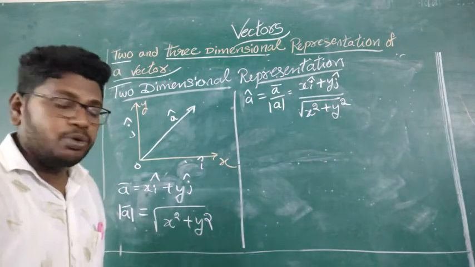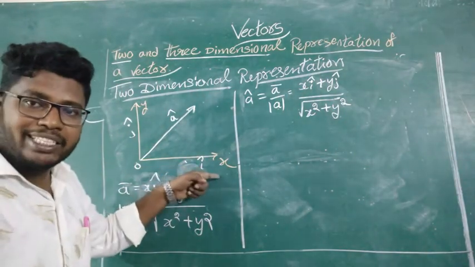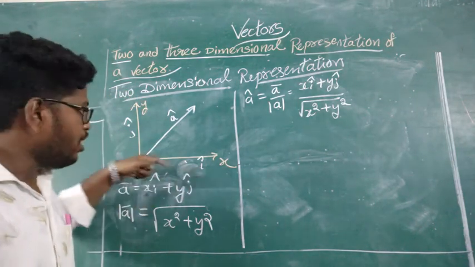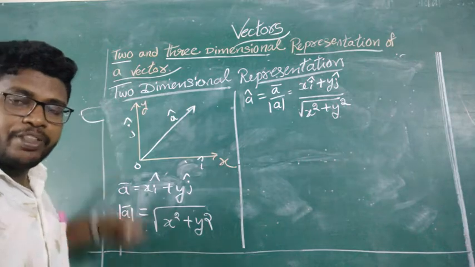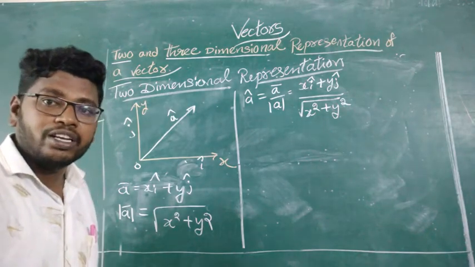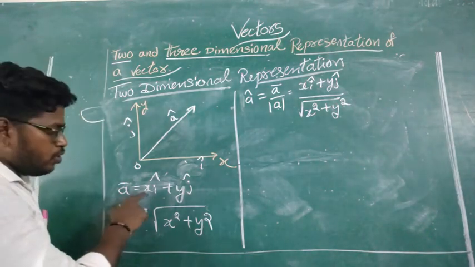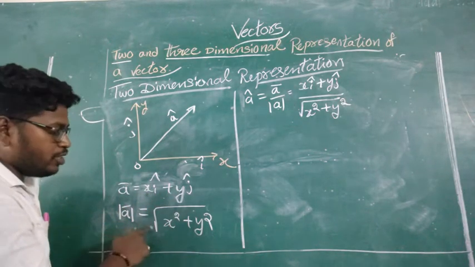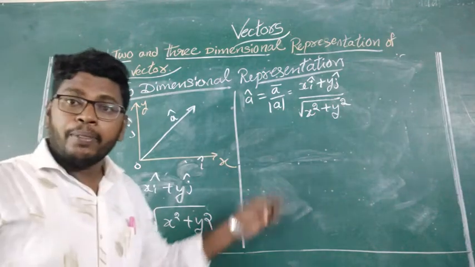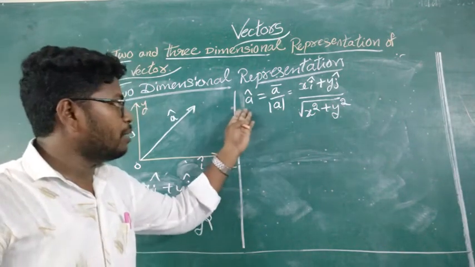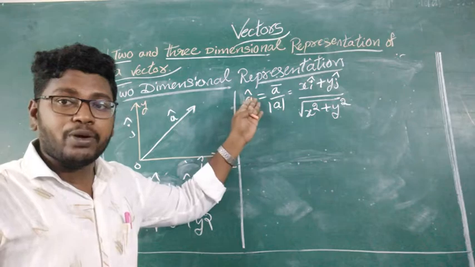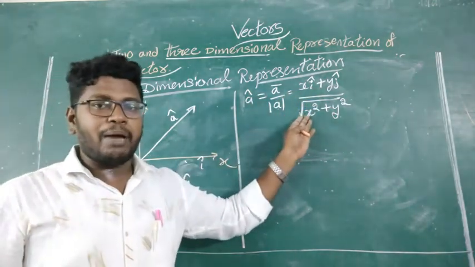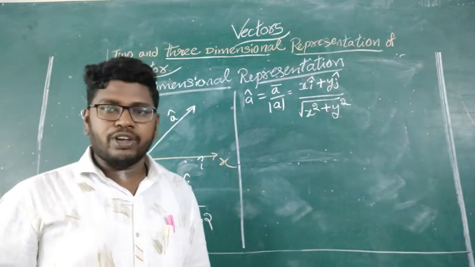Whenever you represent two dimensions, one is along the x-axis and another is along the y-axis. The x-axis is considered as i, the y-axis is considered as j. Then how can we represent a vector? That is vector A equal to x i cap plus y j cap, and the magnitude of vector A is root of x square plus y square. Then what is the unit vector? That is A cap equal to A bar by magnitude of A, that is x i cap plus y j cap by root of x square plus y square.